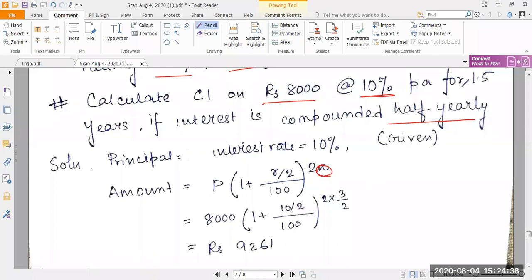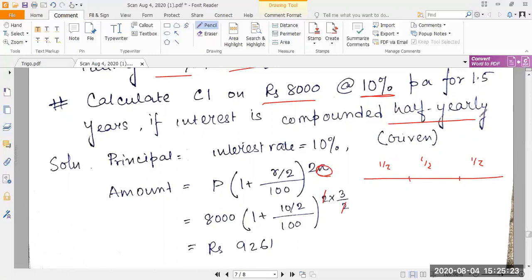Another thing to notice is that the investment plan is going on for 1.5 years and the interest is being compounded half yearly. If you cancel out 2 on the numerator and denominator from the exponent, I am left with 3. Now look at it this way. Let's say this is the time period under consideration, representing 1.5 years. Let me divide this entire 1.5 years length into 3 segments. This is half a year, this is half a year, and this is the third half of the year. Half plus half is 1, and with the third, 1.5 years.